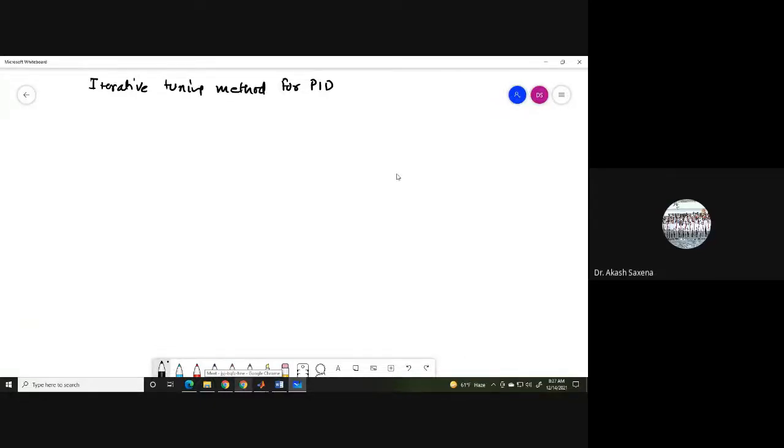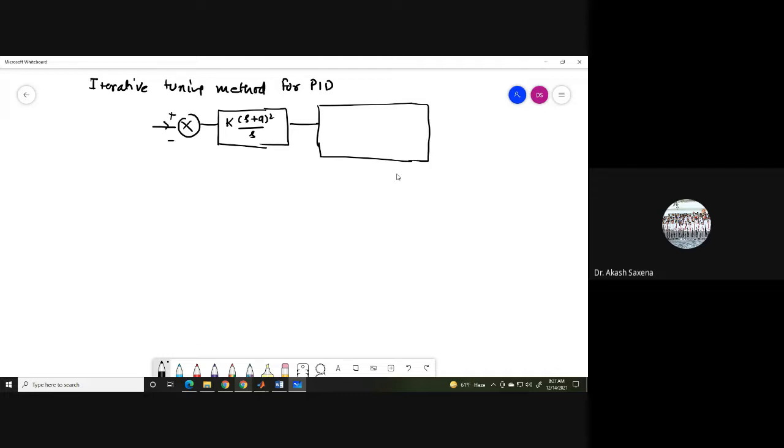Now we will be discussing the iterative tuning method for PID control. For this we'll take a famous example from a book and see how we can do the iterative tuning. Here is an example which requires the computation of two design elements: this is the compensator and this is the plant model, which is given in the system, that is the plant specification.